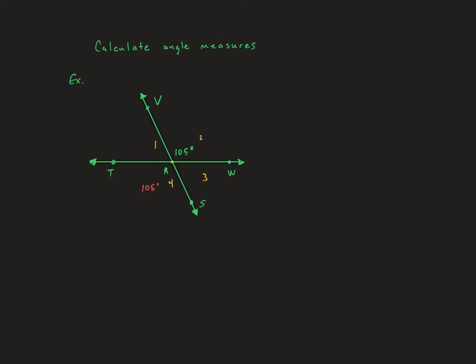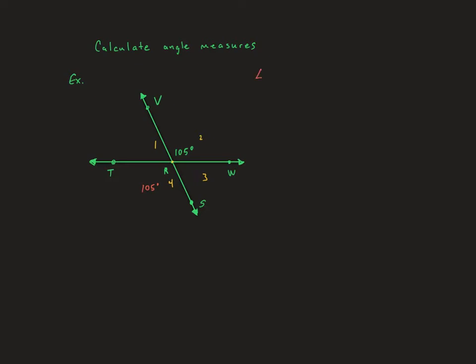I do know too that the other pair of vertical angles are going to be angle 1 and angle 3. I don't know what they are yet, though, but if I go back and remember this straight line is a straight angle, which is 180 degrees. So if I wanted to figure that one out, I know that angle TRV plus angle VRW is equal to 180 degrees.